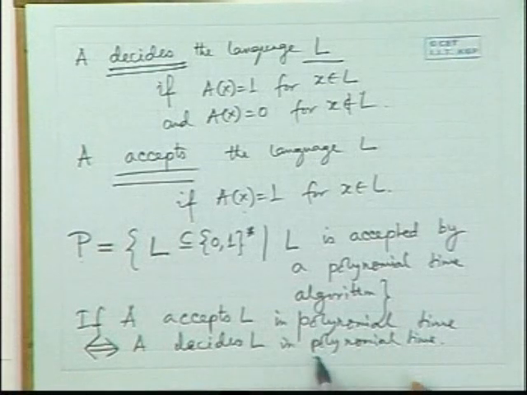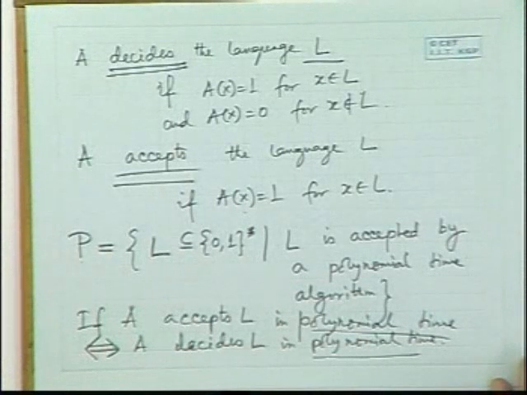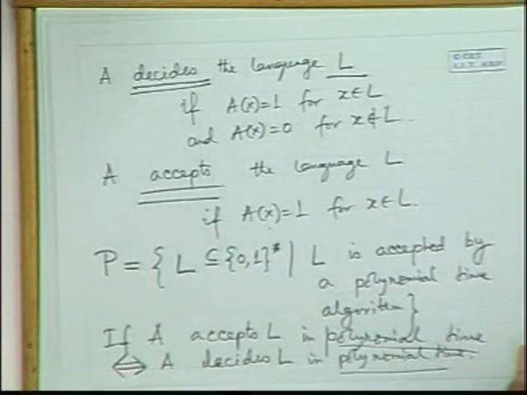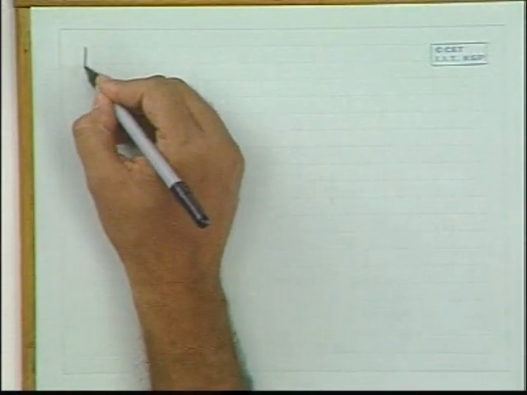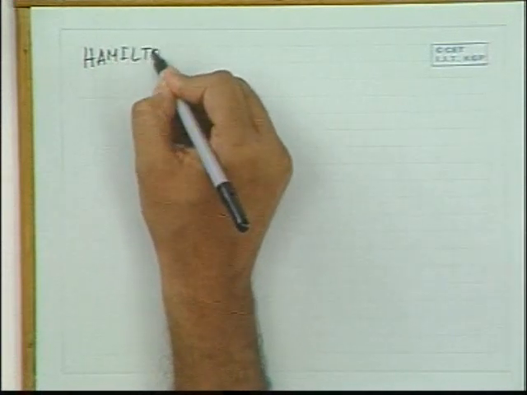But this polynomial time is very important, otherwise I cannot make this statement. Otherwise, these two concepts are different. Now, let us look at a very specific problem which is called the Hamiltonian cycle problem. So, what is the Hamiltonian cycle problem?